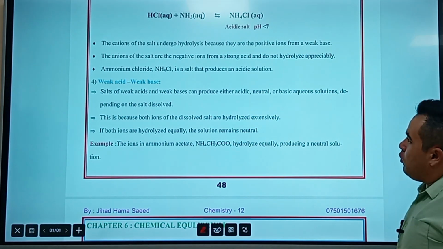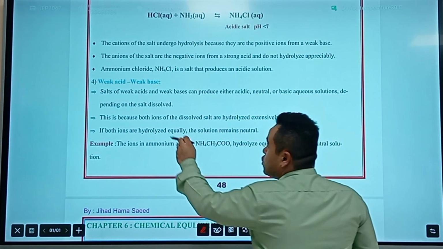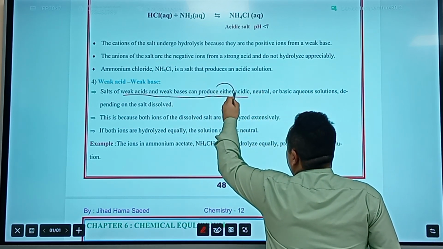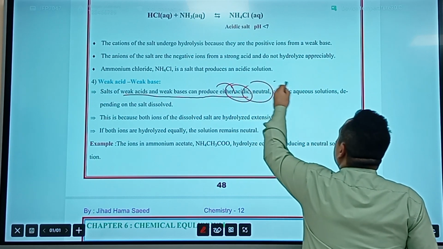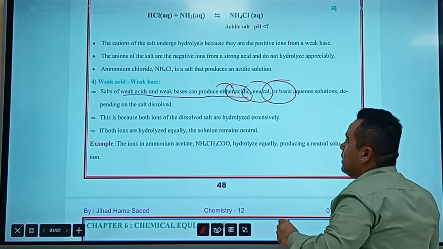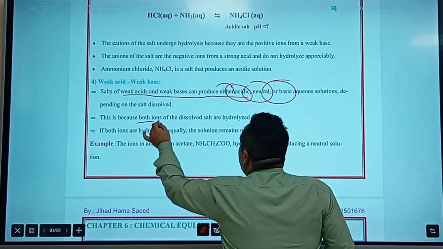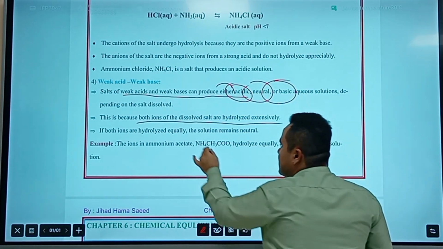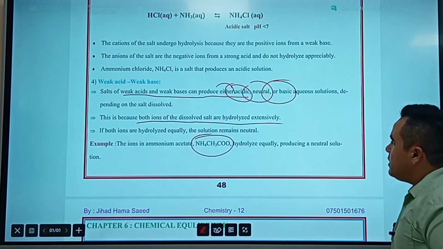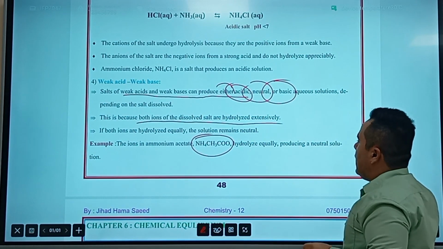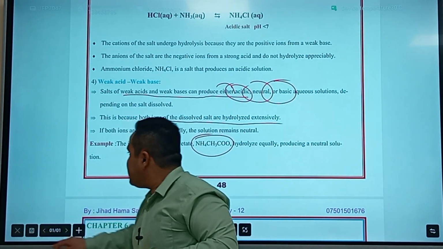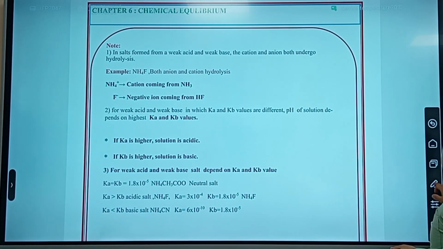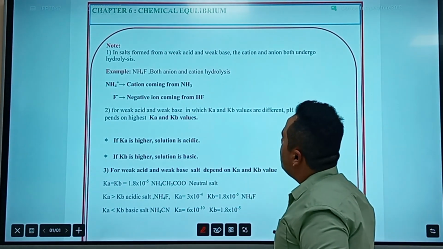The fourth type of salt is from a weak acid and a weak base. Salts of weak acid and weak base, guys, can be acidic, neutral, or basic. It depends on what? It's because both ions have a tendency to hydrolyze. An example can be stated as NH4CH3COO, which can be acidic, basic, or neutral. We will be talking about when it can be acidic, basic, and neutral in these notes.